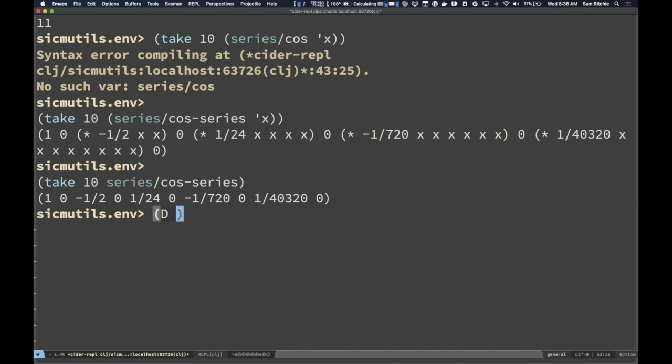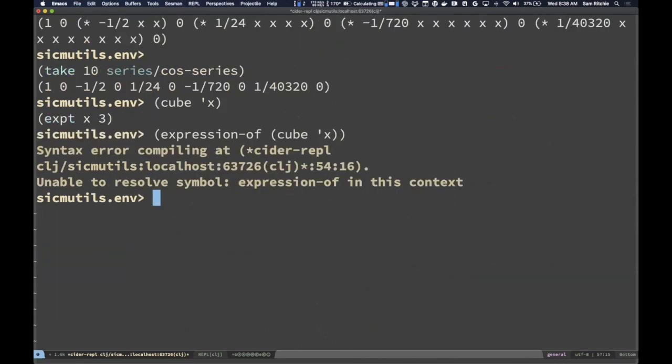So, okay, here's a simple one. Let's say I have my cube of X. Oh, look at that. It's X cubed. I was going to make it display pretty. People like Lisp notation here. Okay, so if I cube X, I get X cubed.